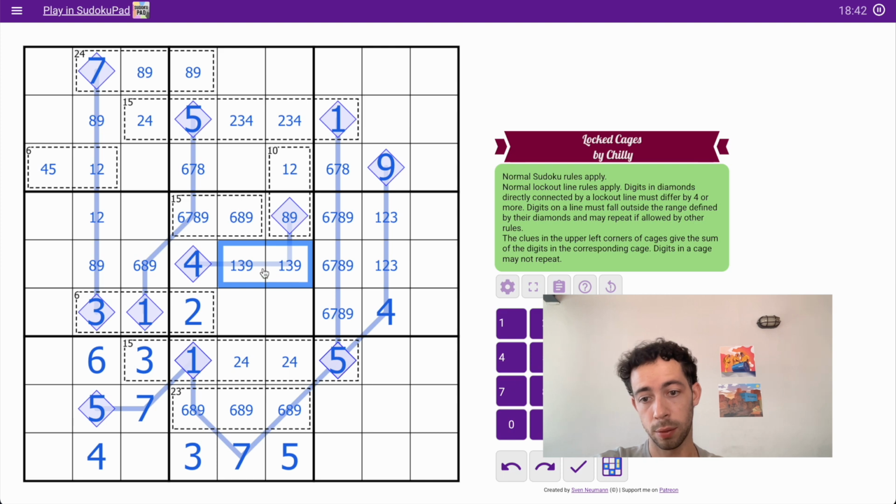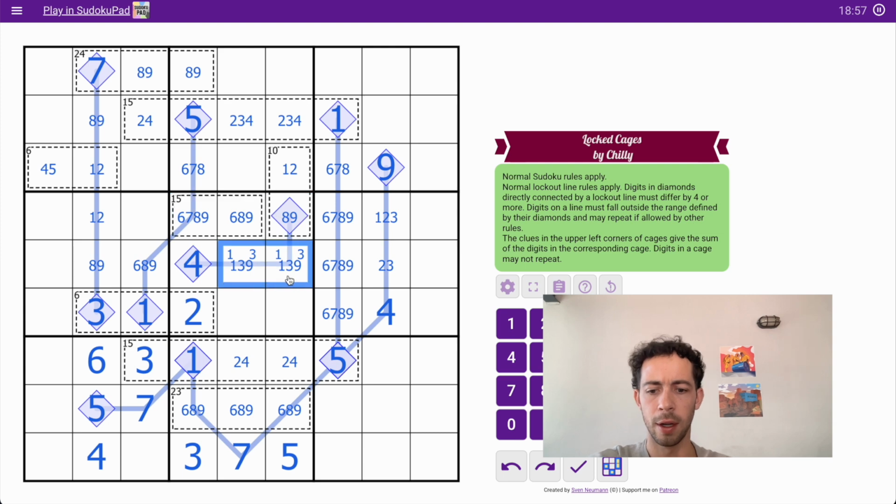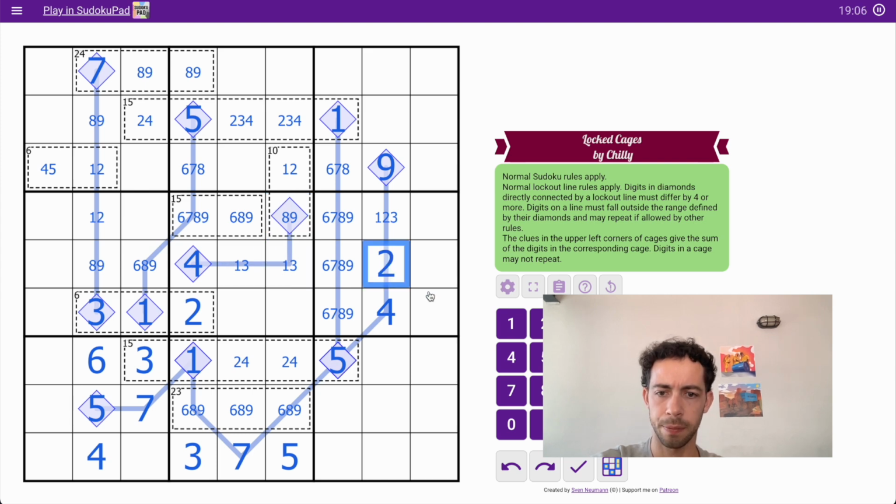Well, one of those is definitely a 1. Actually, one of them actually is a 3. I've just realized, because there's nowhere else to put 1 and 3. So that is 1 and 3. But that doesn't actually tell us what that is, but it does tell us what this is, which is a 2.